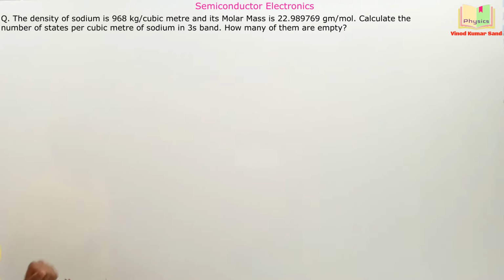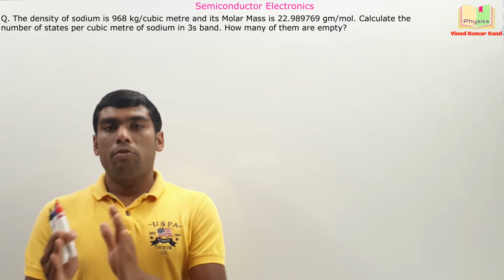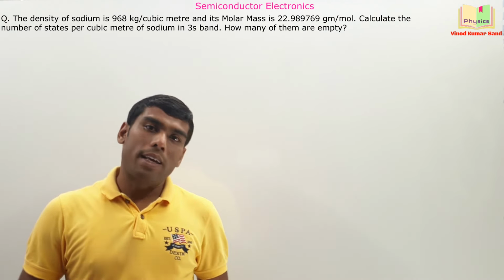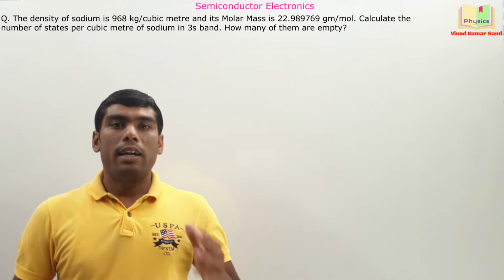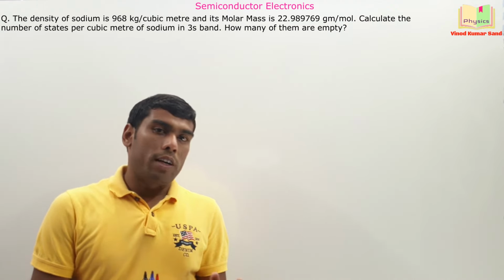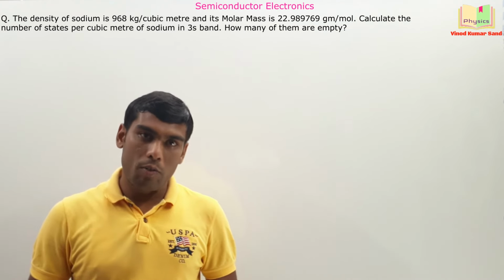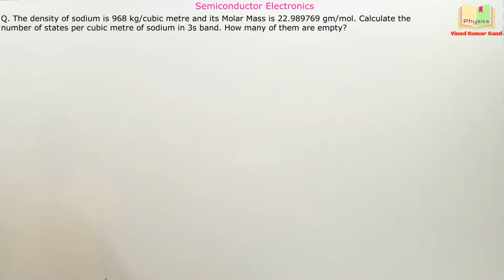So let's start the calculation. To solve the question, first of all, we will find the number of moles. If we know the number of moles, we can multiply the Avogadro number with that and we'll get the number of atoms. Suppose we get n number of atoms, then we know that there will be n number of energy states available. So let us start the calculation.